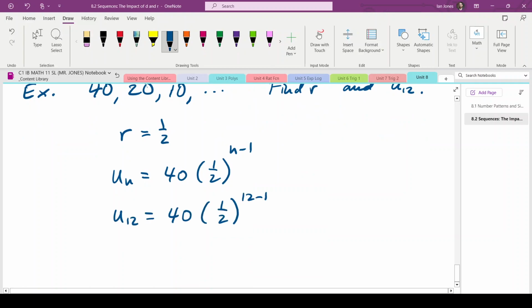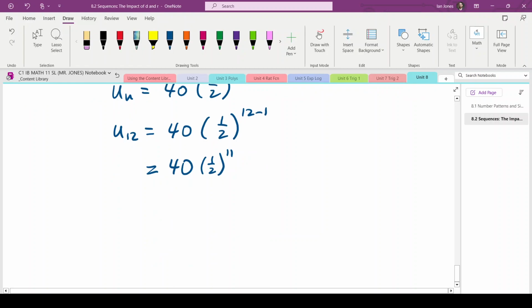And so then if I want to find u12, I just substitute that in. 1/2 to the 12 minus 1. And if I were going to put it in exact form, if I didn't have a calculator, I would leave it like that, because nobody is going to expect me to multiply a half times itself 11 times on an exam without a calculator. Or perhaps if you wanted to, you could go a little bit further and say, well, this is 1 to the 11 over 2 to the 11, so we have 40 over 2 to the 11. Maybe that's slightly nicer.